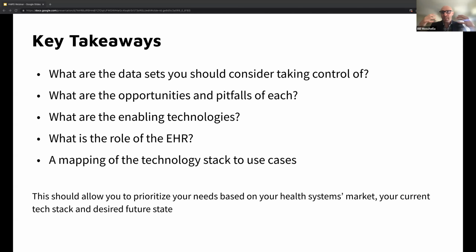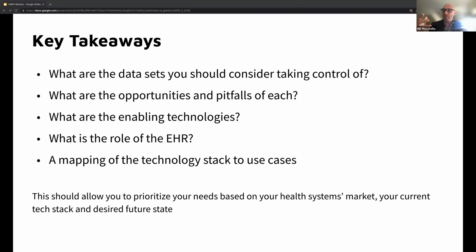And so as we think about this paradigm shift and what it means to you in really doing your job and solving these problems and going through these use cases that you are facing every day, we're hoping that in this presentation, we talk about what this means to you. What are the data sets that you can now start to take control of and that you should consider? What are the opportunities and pitfalls of each? And what are the enabling technologies that map to each of these different use cases and data sets?